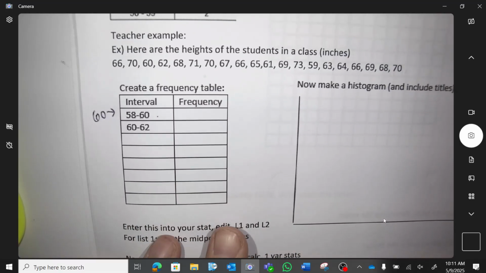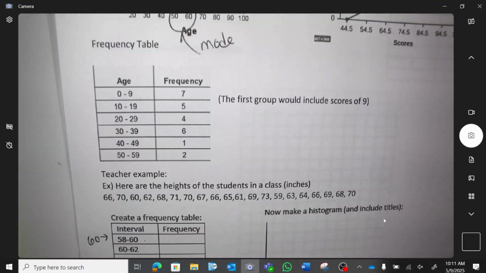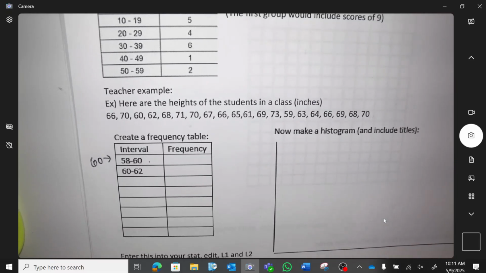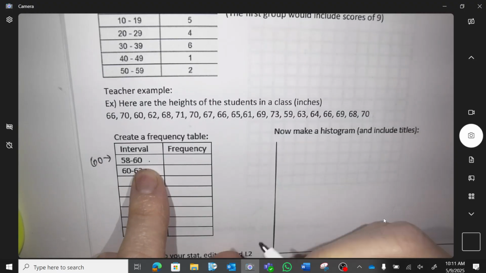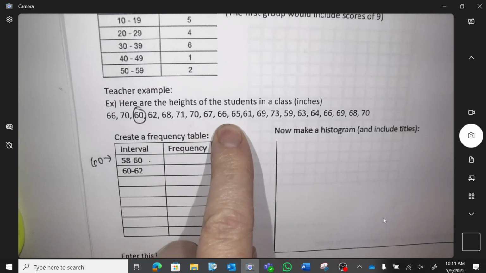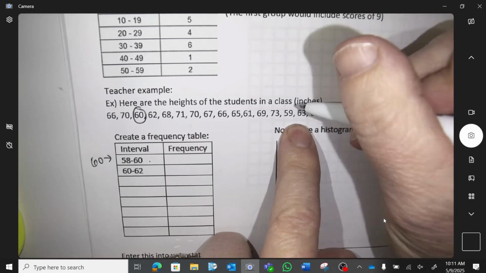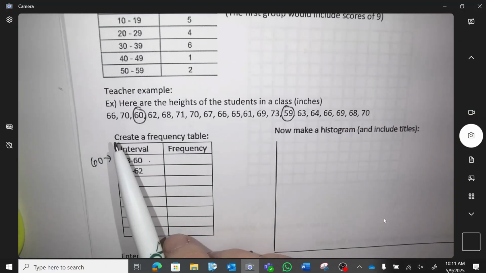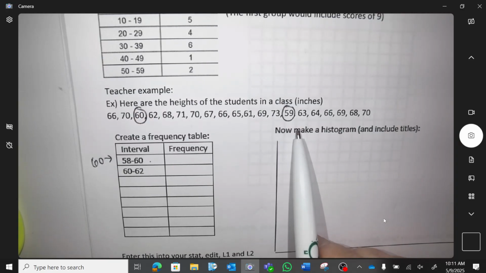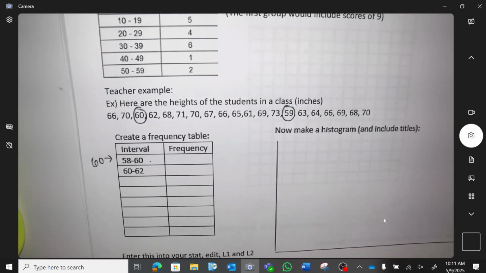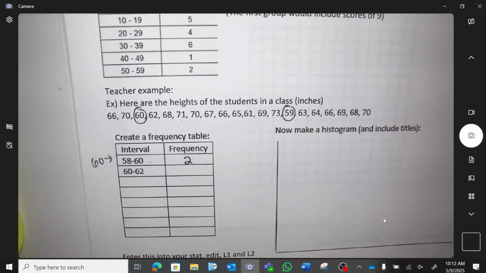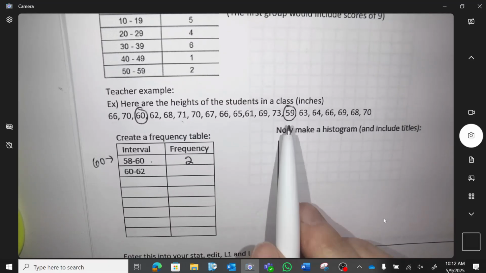Okay, so here's what we're going to do. Heights of students in the class were measured. All right, so 58 to 60, including 60. No, we're not putting this in the calculator. How many times do you see numbers that are either 58, 59, or 60? Twice? Okay.